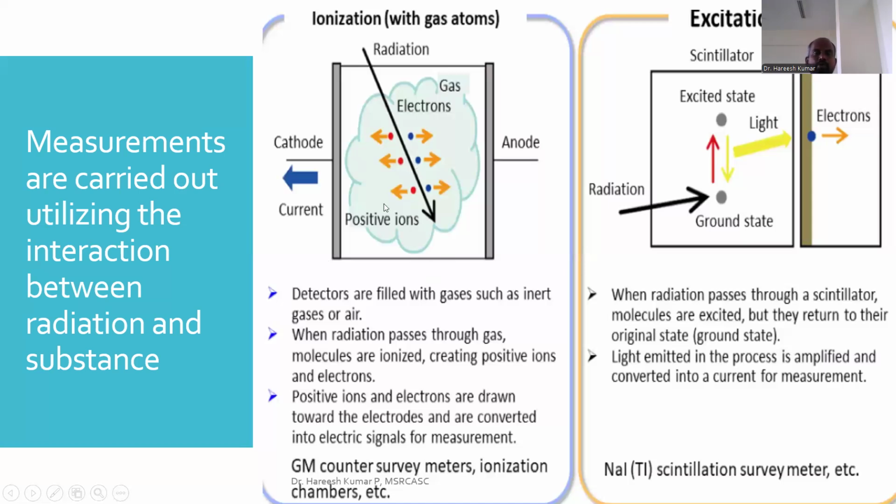That means in the GM counter, ionization is the concept involved, and in the scintillation counter, the excitation phenomenon is involved. That means the sample undergoes excitation. When it comes back, it emits a photon. That photon is recorded in the photomultiplier.